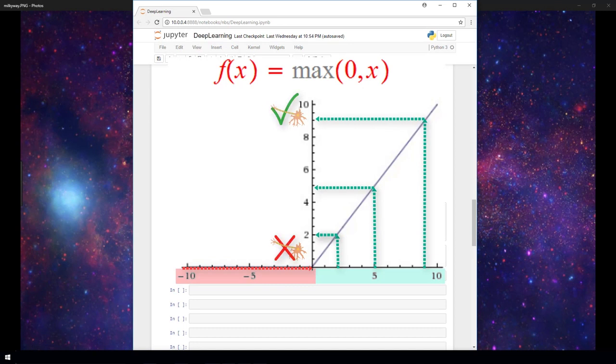Now, we've only talked about two activation functions here, sigmoid and ReLU, but there are many different types of activation functions that do different types of transformations to their inputs.